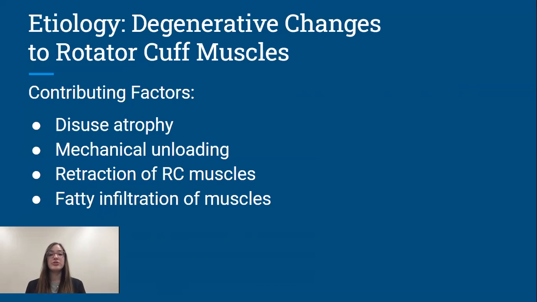So as the muscles of the rotator cuff are used a lot less, they decrease in size and in strength in a process called disuse atrophy. As individuals age into later adulthood, they also may experience mechanical unloading, which refers to a decrease or lack of power and force expended by the muscles due to low levels of movement against resistance.